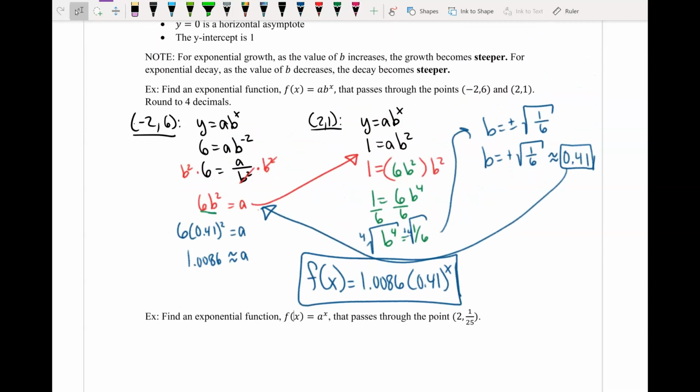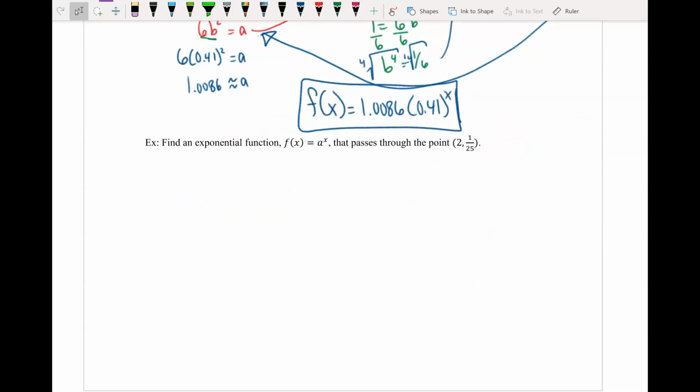Now let's do this next example. Let's find an exponential function, f of x equals a to the x, so we don't have a b anymore, that passes through the point 2, 1 over 25. Let's go ahead and write it as y equals a to the x. So we're going to plug in that value. We know that y is going to be 1 over 25, and x in this case is going to be equal to 2.